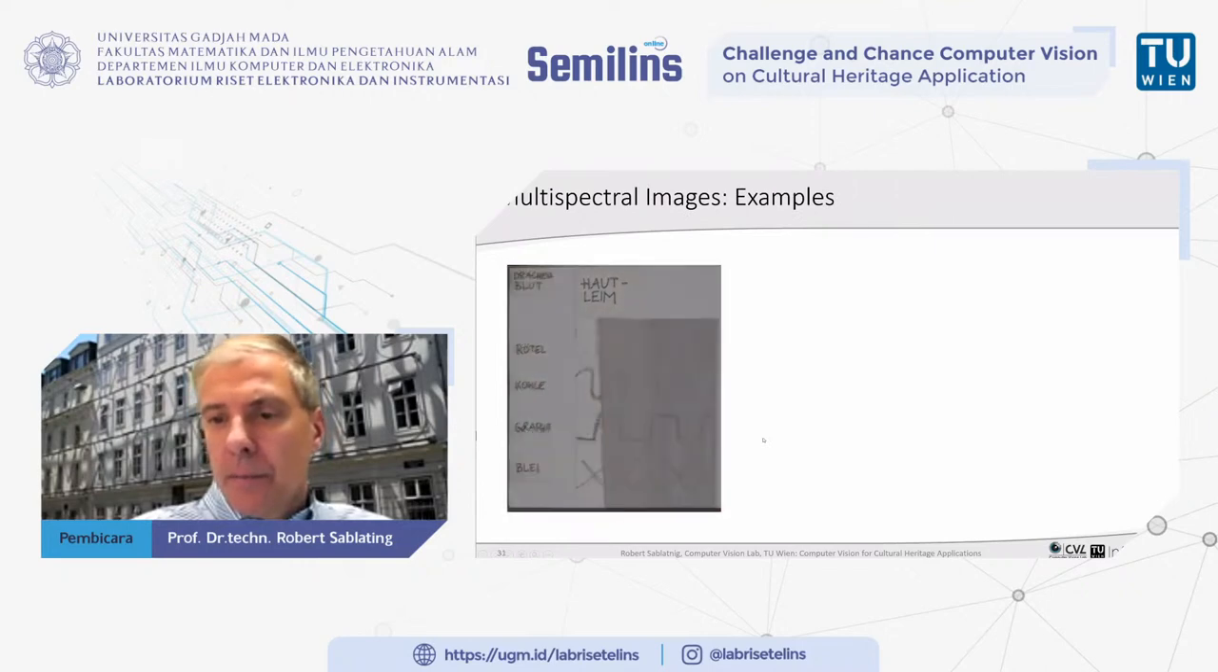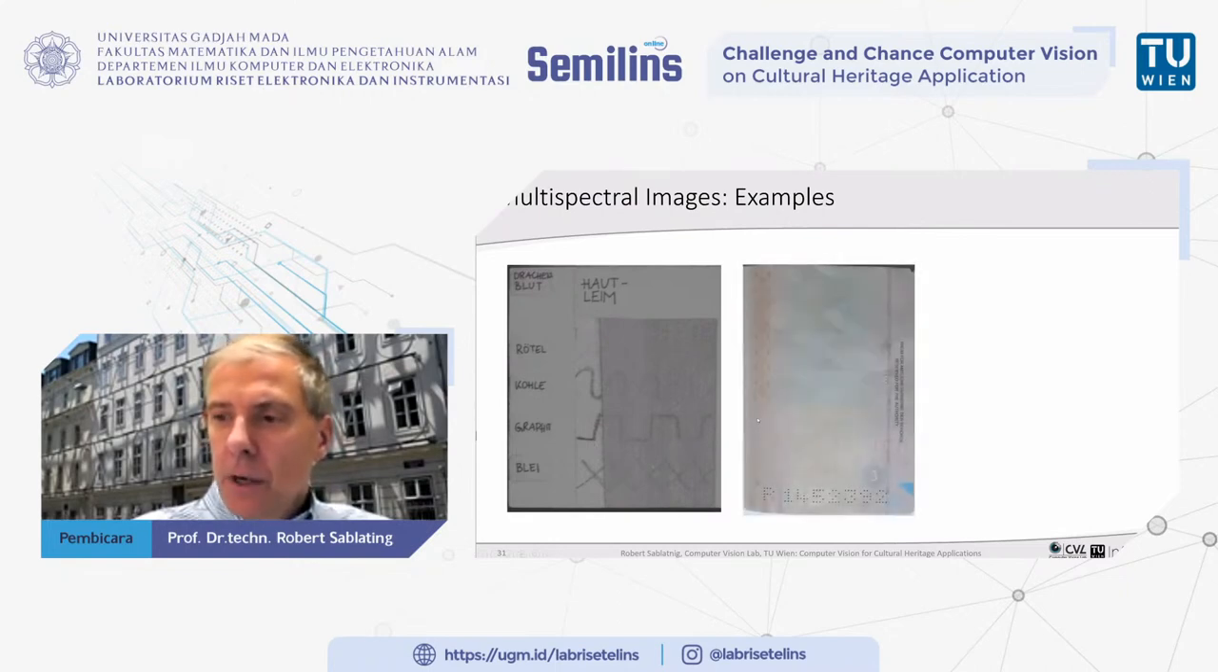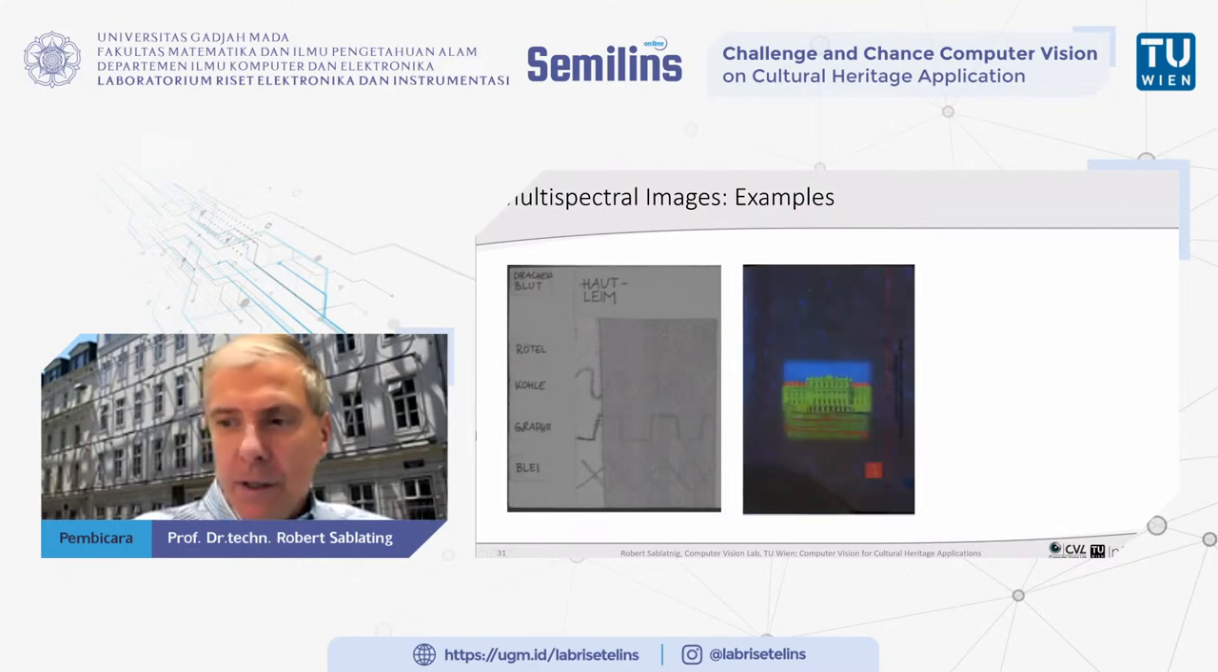And why it's good to have these multispectral images is, for instance, this traditional use of infrared. If you use infrared light, you can look through painting layers and see what is hidden in them. If you use this on baseboards, for instance, you can see what is in the baseboard.